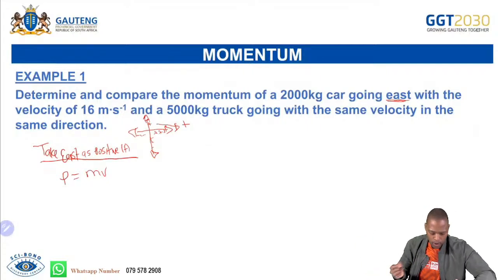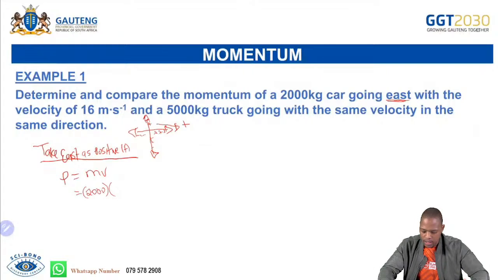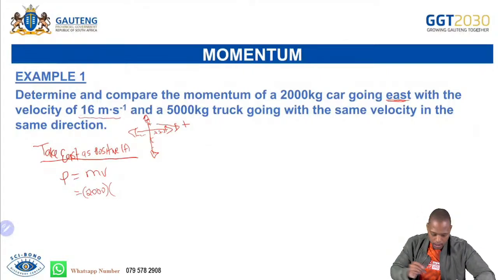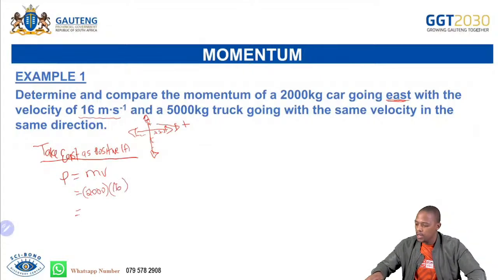I've taken my formula. This is going to be equals to m. What is the m? The m is the 2000 kilograms times the velocity. What is the velocity? The velocity is 16 meters per second, but the 16 meters per second is facing east. Therefore, I'll assign it a what? A positive. Then I go to my calculator.